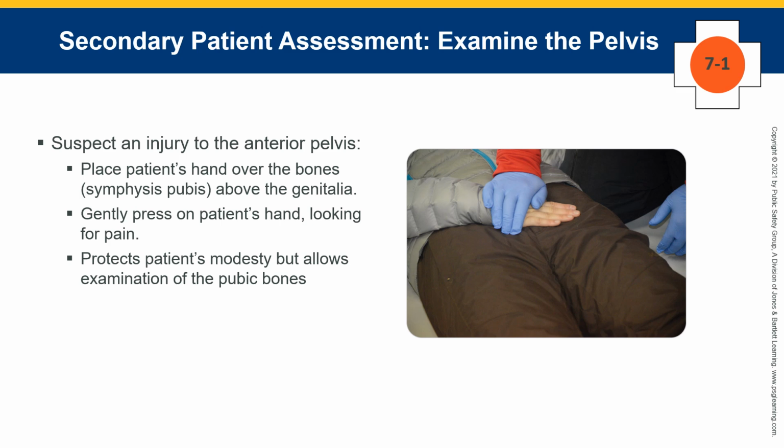If you suspect an injury to the anterior pelvis, for modesty, you can place the patient's hand over the pubis bone, the symphysis pubis, and then press on the patient's hand looking for a painful response.